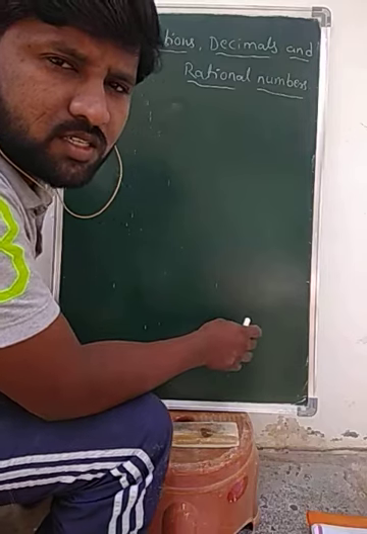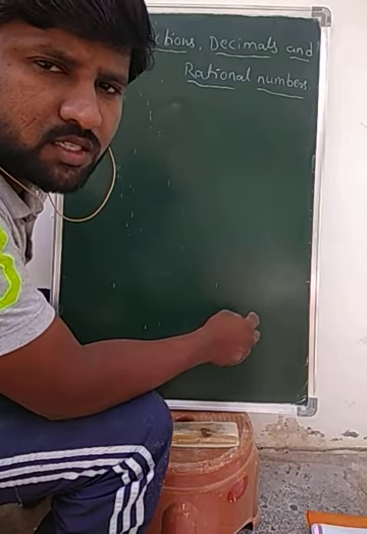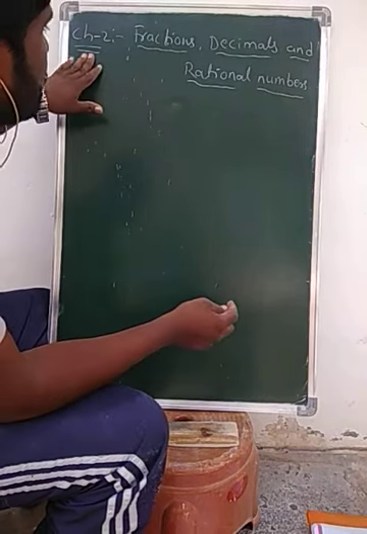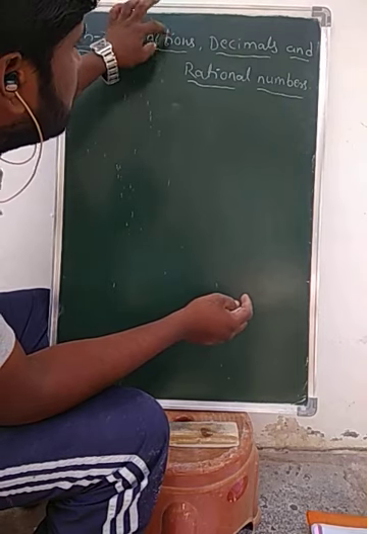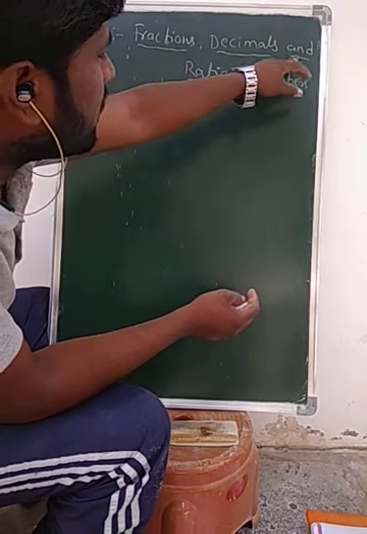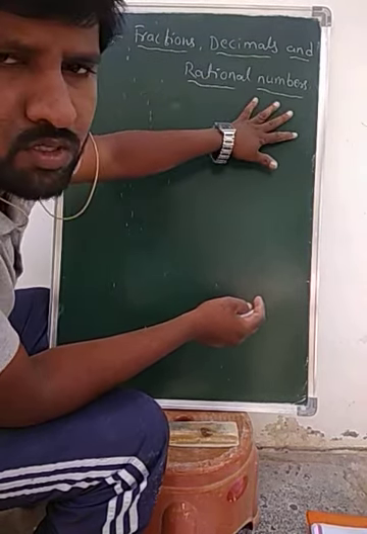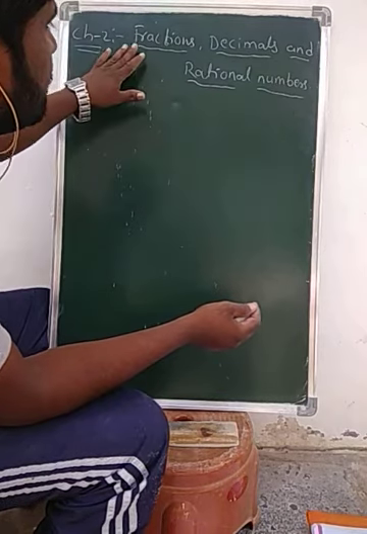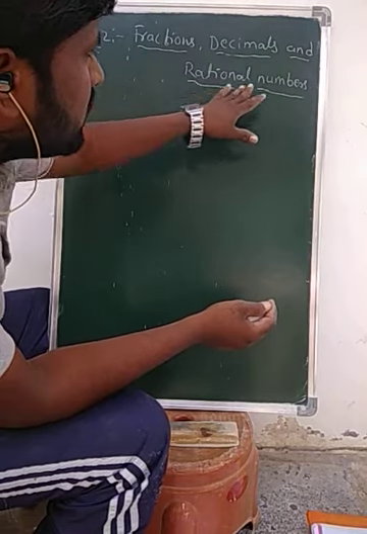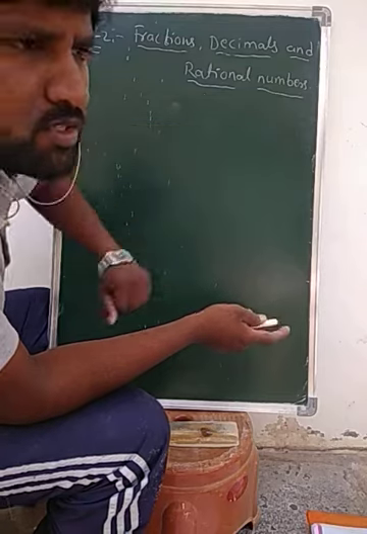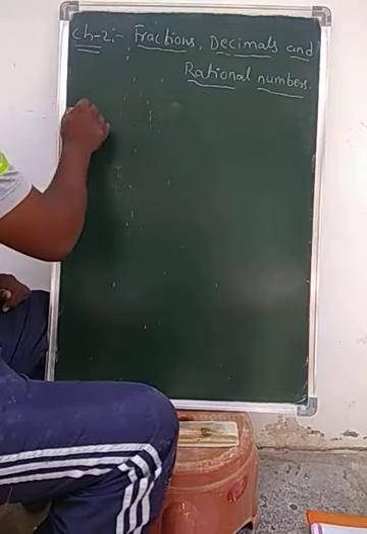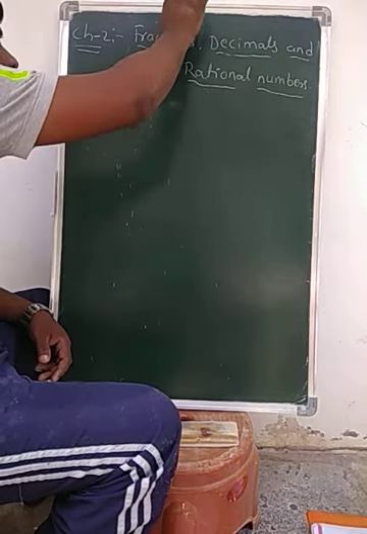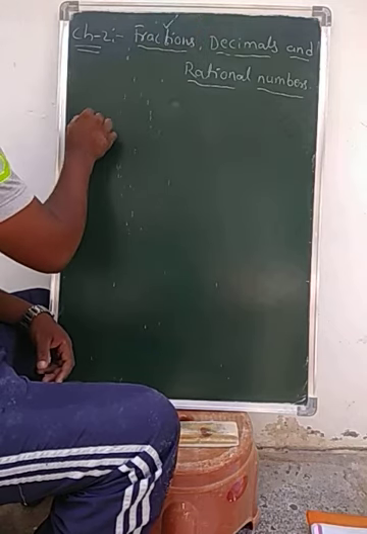Good morning, students. Today we are going to discuss chapter 2, fractions, decimals and rational numbers. What is our topic name? Fractions, decimals and rational numbers. In that, first of all, let us discuss fractions.